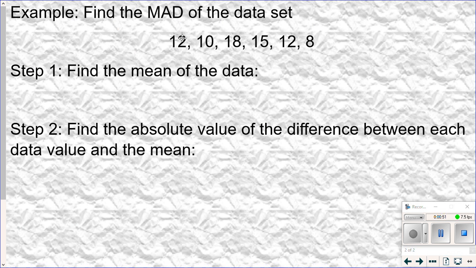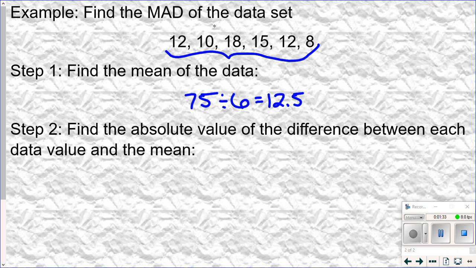So here we have a data set, and it's asking us to find the mean absolute deviation of the data set. So the first thing we want to do is find the mean of this data set. And remember, to find the mean, you add these together and divide by how many numbers there are. So in this data set, I'm going to add these together. And when I add those together, I get 75. And then we divide that by how many numbers there are. And there are 6 numbers in the data set, so I do 75 divided by 6. And when I do that, I get 12.5.